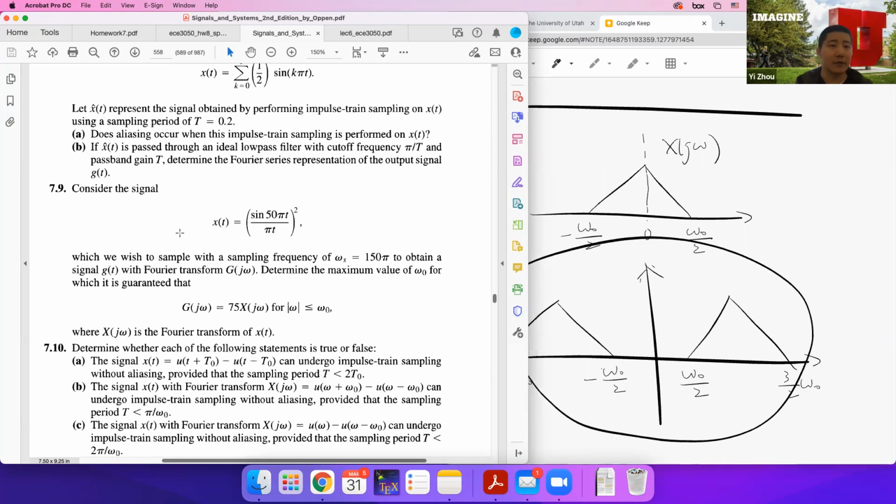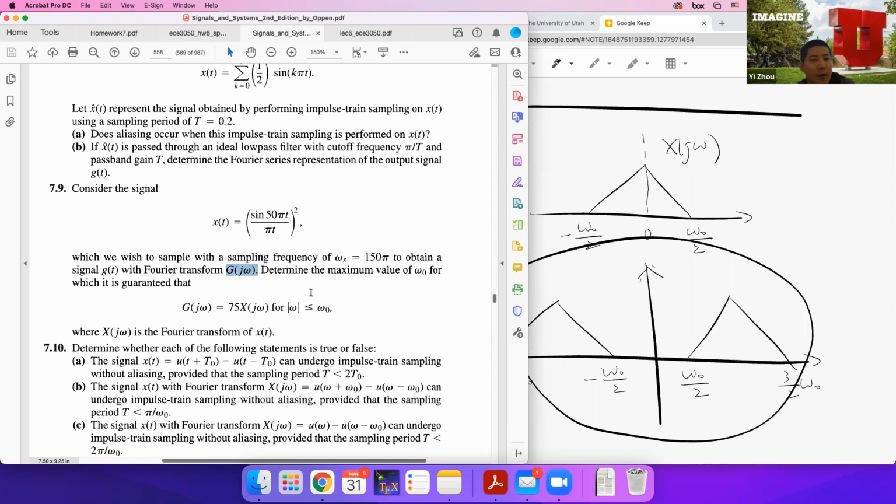Okay, again, we have this sinc signal raised to power 2, right? So we know how to deal with this one. We have such a signal x(t), and we want to sample it with a sampling frequency omega_s at 150 pi. And the resulting sampled signal is called g(t), and the corresponding Fourier transform is called capital G.